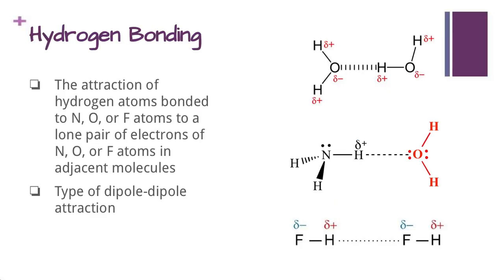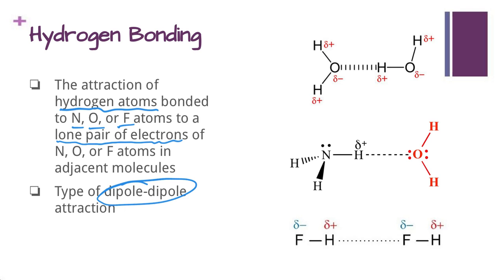Now, the last type of intermolecular force is hydrogen bonding. This is a special type of dipole-dipole attraction. And it is formally defined, and its definition is awful, but let's look at it here, as the attraction of hydrogen atoms that are bonded to a nitrogen, oxygen, or fluorine, and those hydrogen atoms are attracted to a lone pair of electrons on another nitrogen, oxygen, or fluorine in an adjacent molecule. So what the heck does this mean?